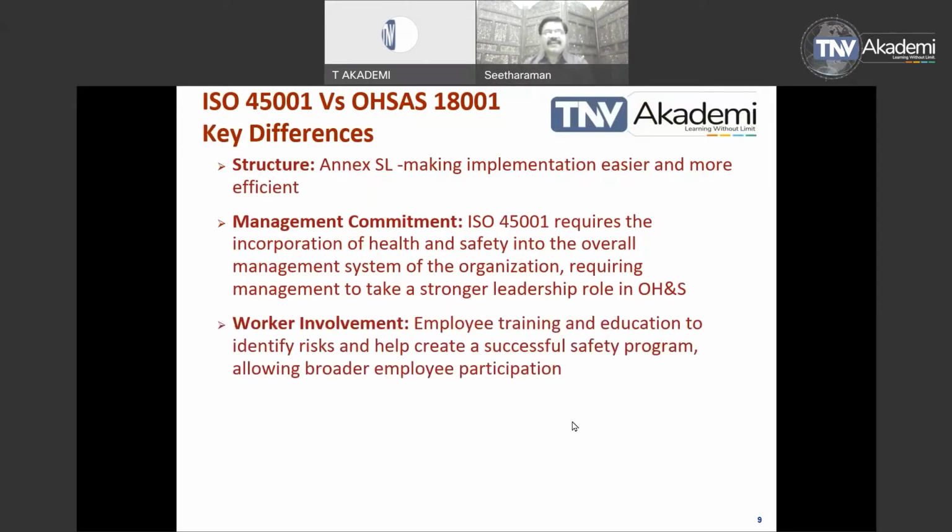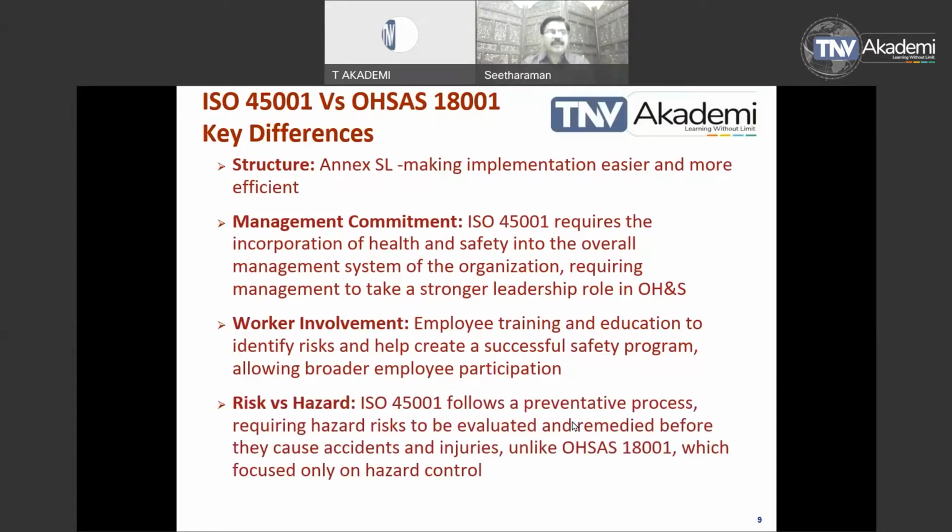Worker involvement: employee training and education to identify risk and help create a successful safety program, allowing broader employee participation. That's what we call worker consultation and participation. This is a very, very important hallmark of this new standard, whereas OHSAS 18001 was not insisting on this. A very small group of people, maybe a safety department or safety representative, were the only ones involved in the whole thing, whereas the broader participation of employees was not insisted on in the OHSAS 18001 standard, whereas ISO 45001 insists on worker involvement.